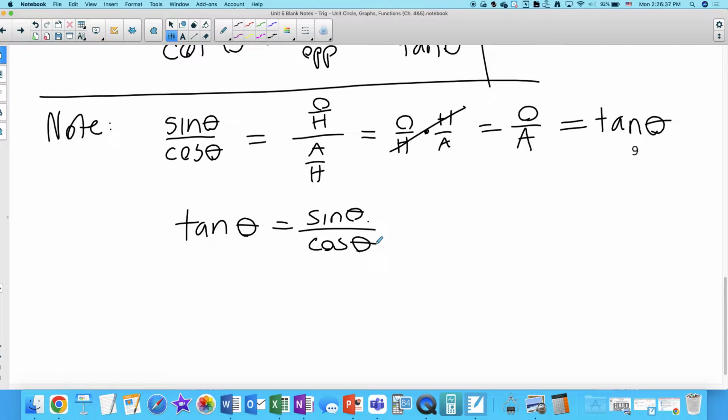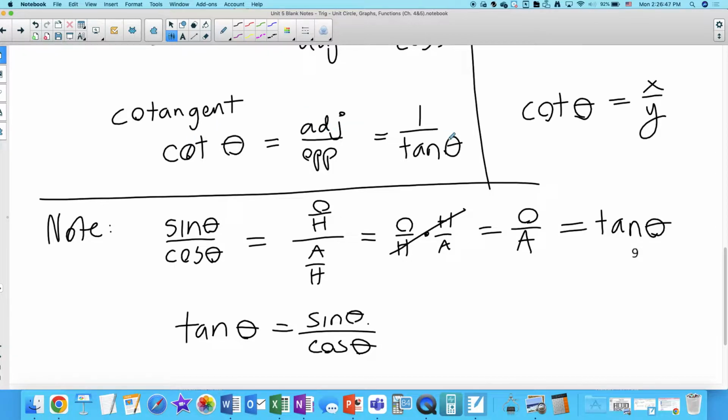Every single trig ratio can be written in terms of sine and cosine because the tangent is a ratio of sine to cosine. Okay? What that also means, though, is that cotangent would be the reciprocal of that, cosine theta over sine theta. So we can write all 6 ratios in terms of sine theta and cosine theta. Sine theta is sine theta, cosine theta is cosine theta, tan theta is sine over cosine, cosecant is 1 over sine, secant is 1 over cos, cotangent is cosine over sine. Everything can boil down to sine and cosine.